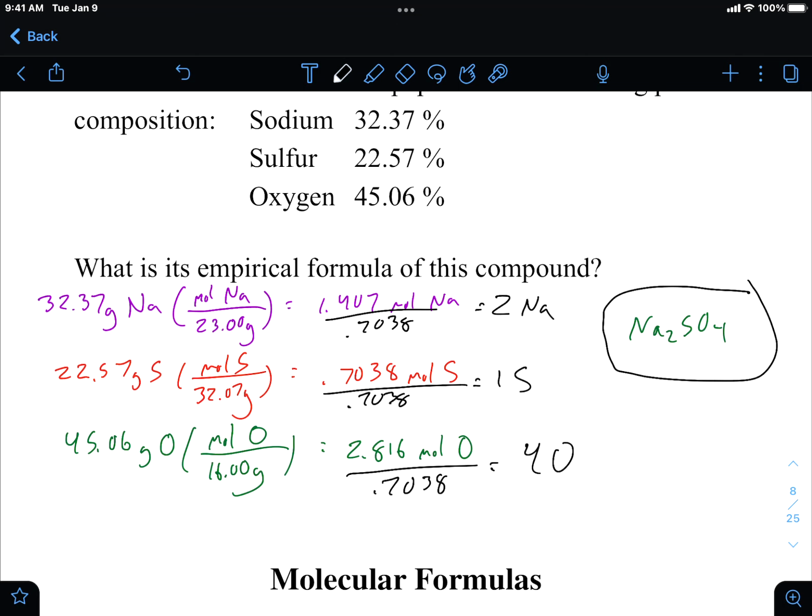So you can find it from either grams or percents. Okay? And on your homework, questions 1 through 6, that's what these problems are going to be like. It's you figuring out the empirical formula.